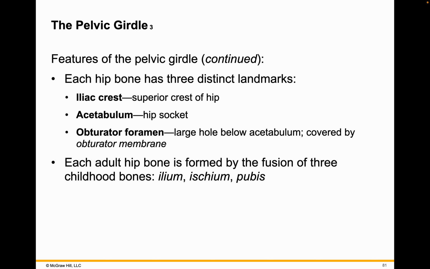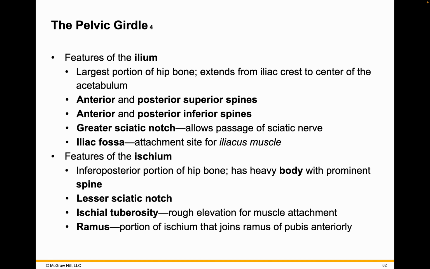Each hip bone has three distinct landmarks: the iliac crest, the acetabulum, and the obturator foramen. And each adult hip bone is formed because three bones fused during childhood: the ilium, the ischium, and the pubis. The ilium is the largest portion of the hip bone. It extends from the iliac crest to the center of the acetabulum.